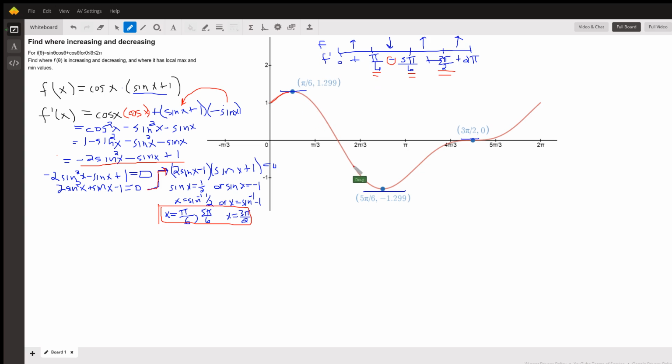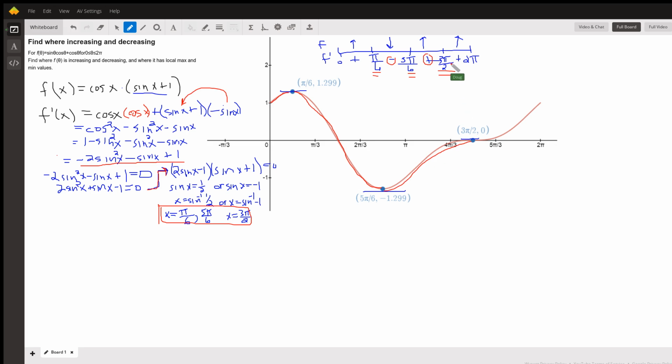There it is, decreasing. And then from 5 pi over 6 to 3 pi over 2, pick a number in this interval. Pi is a good one. I put pi in here. Sine of pi is 0. We get positive again. Back to increasing.